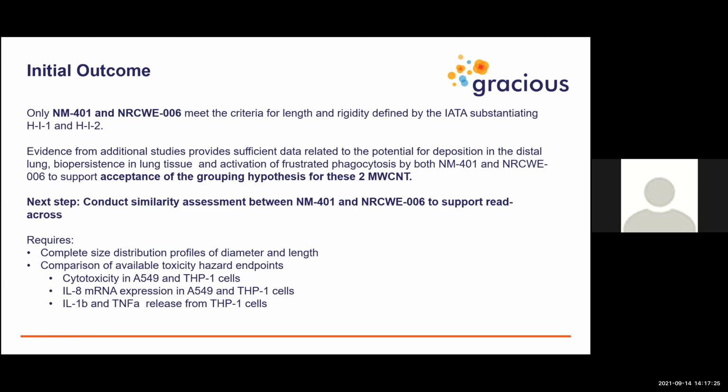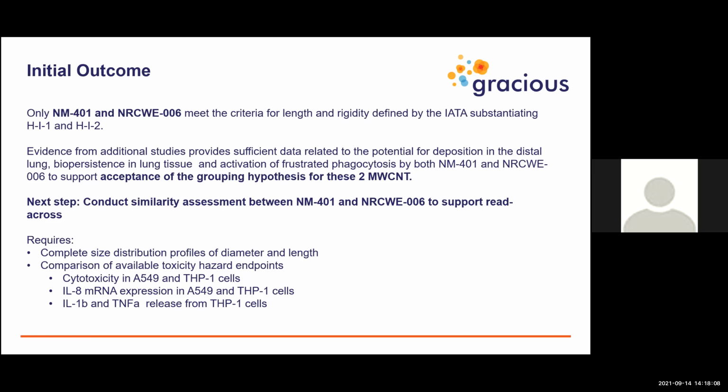So our initial outcome was that only 2 of the nanoforms, NM401 and NRCWE006, which is also known as Mitsui 7, met the criteria for length and rigidity defined by the IATA testing these two hypotheses. Whereas evidence from additional studies then bolstered this grouping by providing some missing information related to the potential for deposition in the distal lung, biopersistence in the lung tissue, and activation of frustrated phagocytosis by both of these carbon nanotubes. And this supported the acceptance of the grouping hypothesis for these two nanoforms.